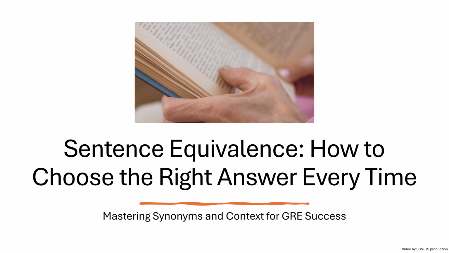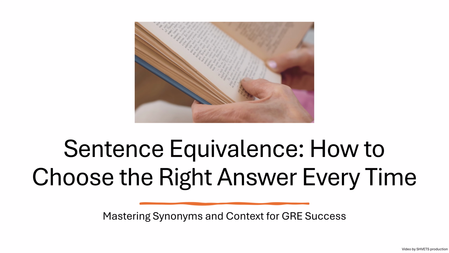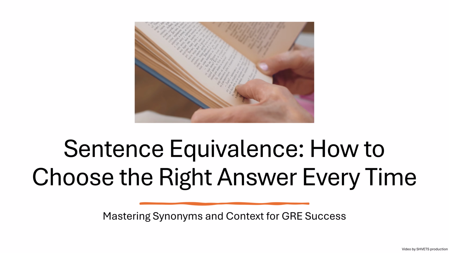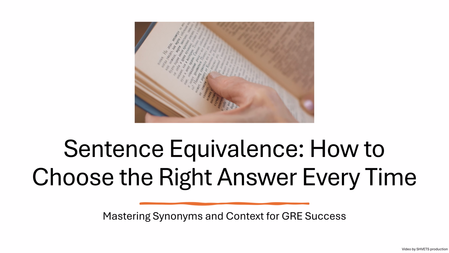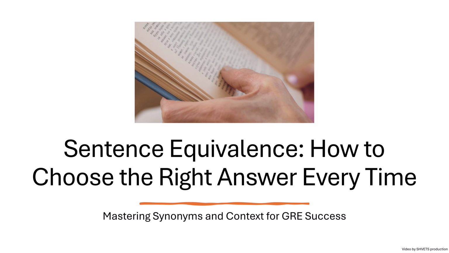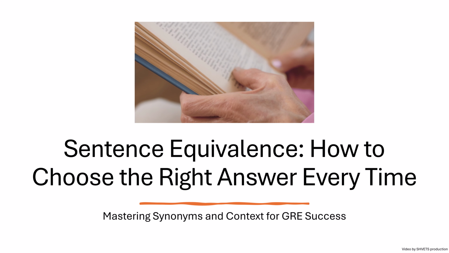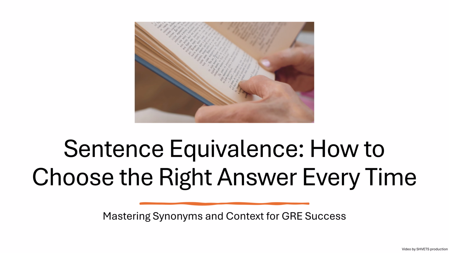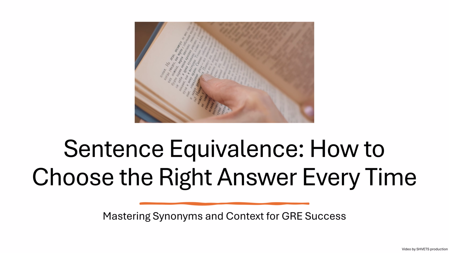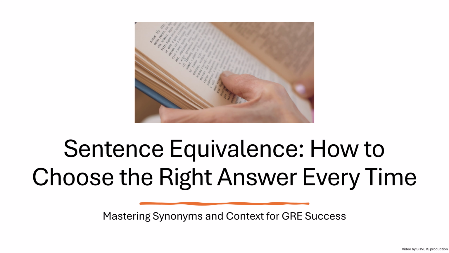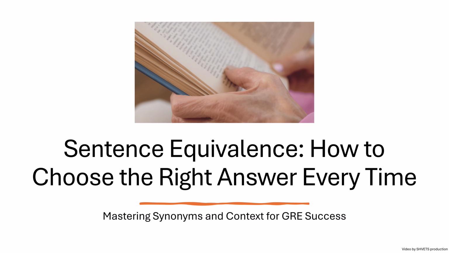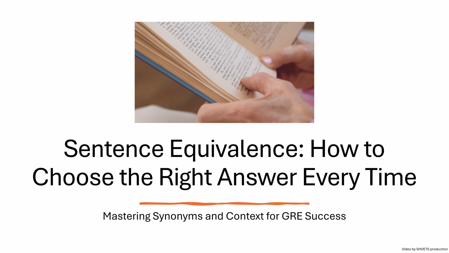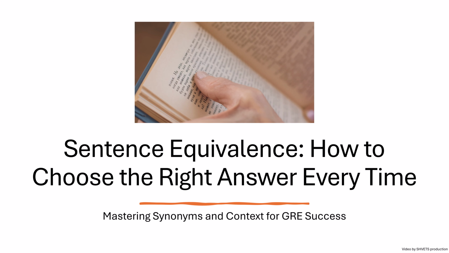I'm your friend Ashwin. Today we're focusing on one of the most unique and challenging question types of the GRE Verbal section, which is sentence equivalence. These questions require you to select two words that both fit the blank and produce equivalent meanings for the sentence. Many test takers find these questions tricky, but with the right approach you can tackle them with confidence. By the end of this session, you will have a step-by-step strategy and practical tips to help you find the correct answers every time. Let's get started and turn this challenge into an opportunity for more points.